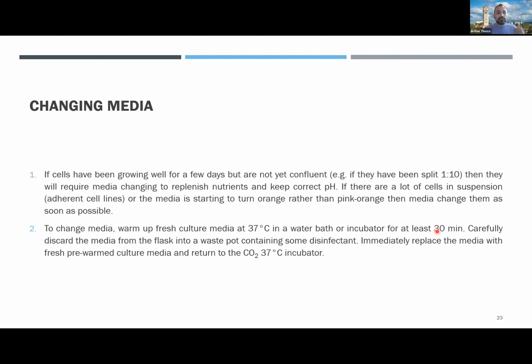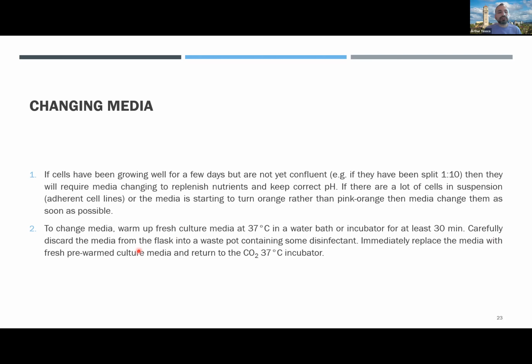That's so that the media, which you will take from the refrigerator, which will be 4 degrees, right? Now becomes warmed up to 37 degrees. You're confident that that is at that temperature. The reason for that is you don't want to shock your cells. You don't want to suddenly introduce them from an environment that's 37 degrees to something that's 4 degrees, because that could cause them to shrivel and die. And you don't want to have a shock reaction that could affect your results, right?